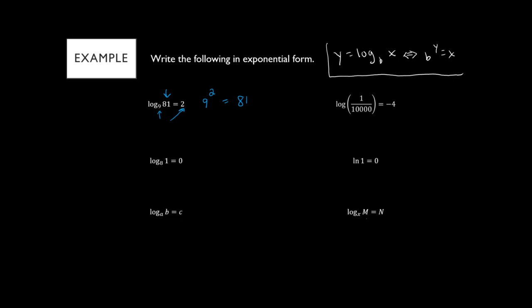Underneath this, we have log base 8 of 1 equals 0. I start with the base 8, and then what it's equal to is the exponent. So 8 to the 0 is equal to 1. And that is a true statement.